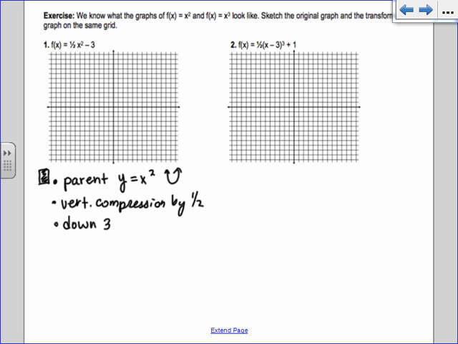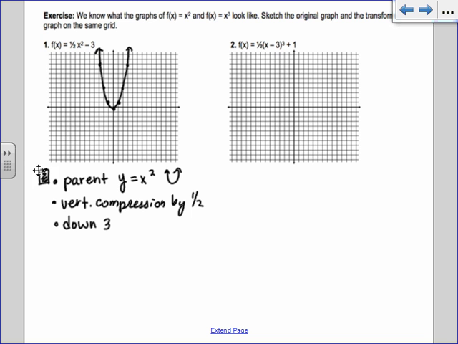So I have y equals x squared. I know that that goes through 0, 0, and 1, 1, and negative 1, 1, and then 2, 4. You don't have to do every single point, and then 3, 9, and negative 3, 9. So here's my basic parent function. That's step 1.